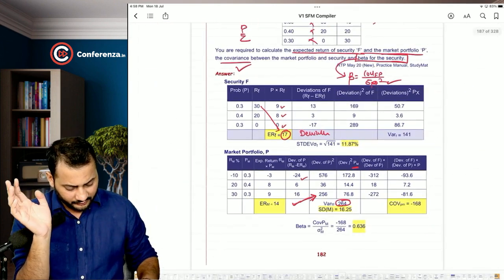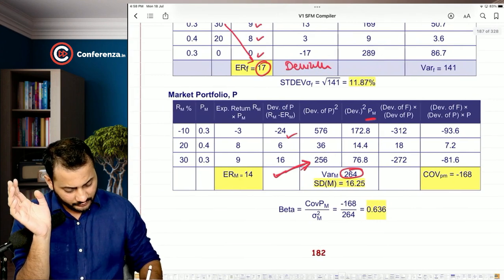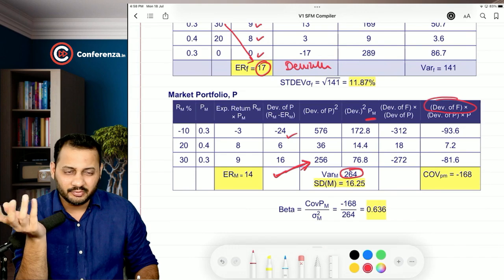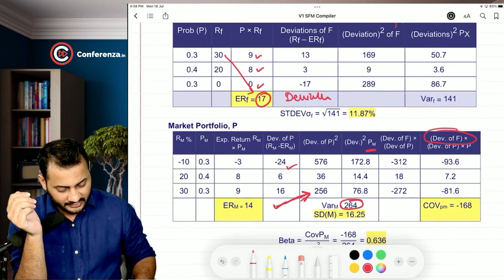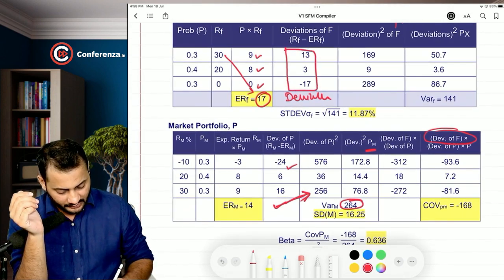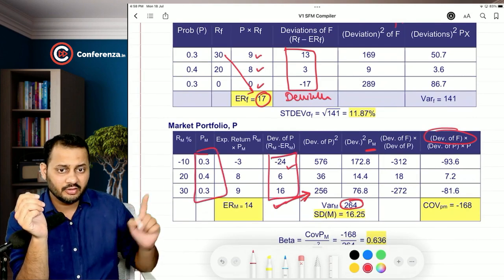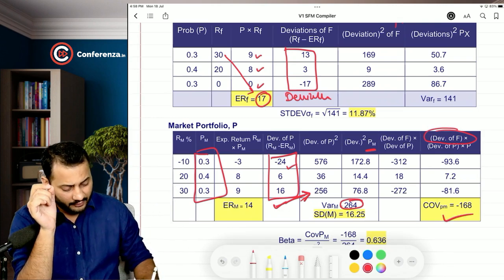See, they have followed a different approach. We can also follow a different approach. See, this is the deviation. No, they have also followed the same approach. In fact, deviation of F means this column, then the deviation of market means this column, and then the probability. These three columns, when multiplied, will give you covariance.